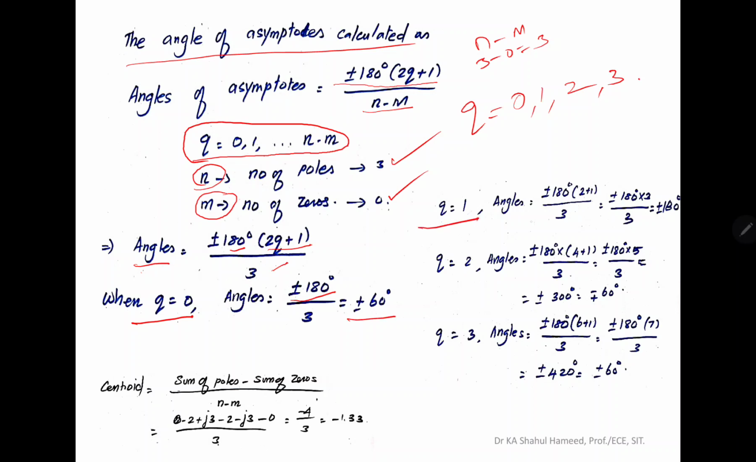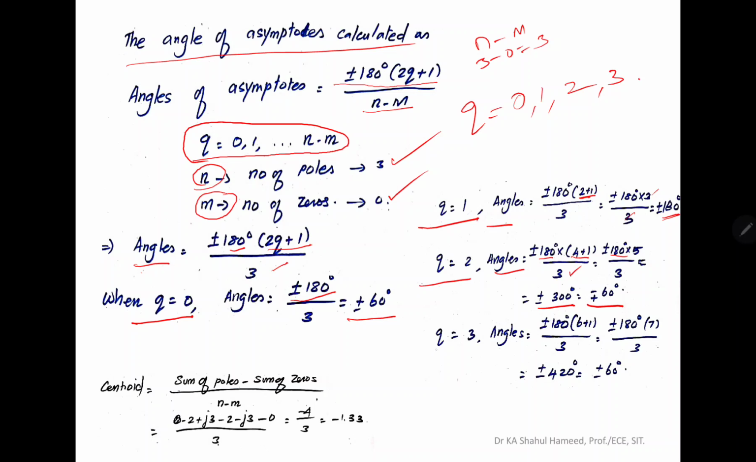When q is equal to 1, the angle is plus or minus 180 degrees into (2 into 1 plus 1), that is 3, divided by 3. So plus or minus 180 degrees into 3 divided by 3 is equal to plus or minus 180 degrees, because the 3s cancel. When q is equal to 2, the angle is plus or minus 180 degrees into (2 into 2 plus 1), that is 4 plus 1, divided by 3, which is equal to plus or minus 180 degrees into 5 divided by 3, which is equal to plus or minus 300 degrees, and that is equal to minus or plus 60 degrees.